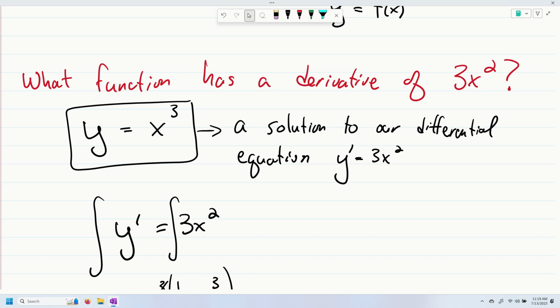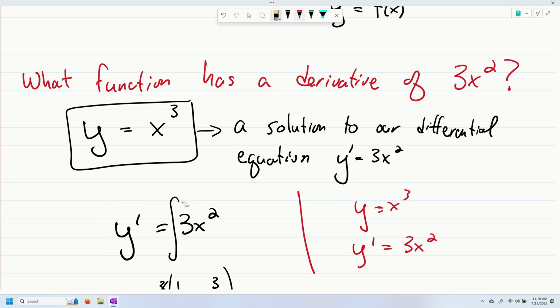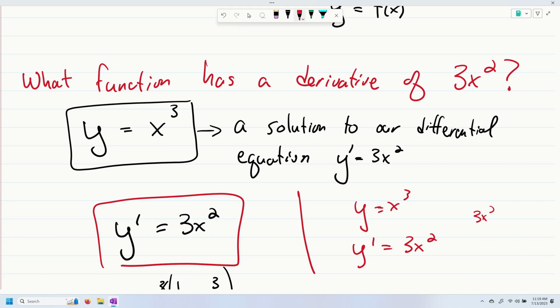But if you remember, if you take the derivative of y equals x to the third, you get y prime equals 3x squared. And if you were to take the original diff EQ, which is right here, and substitute it into the derivative, you would get 3x squared equals 3x squared, which is exactly what you would expect. Okay?